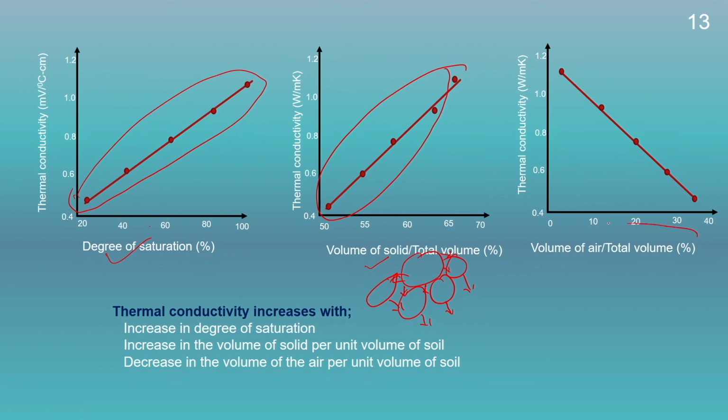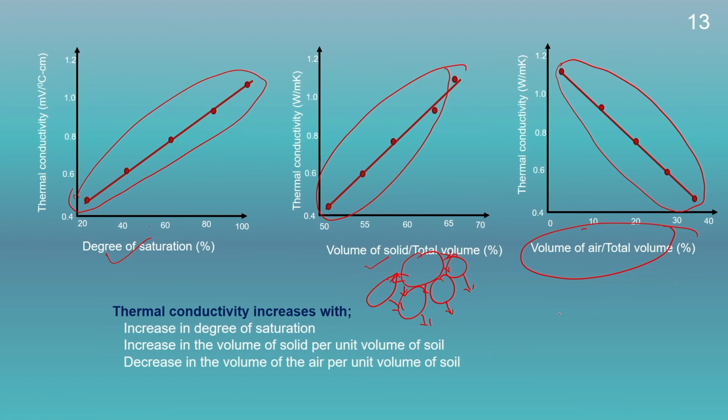And here we could see the relationship between the volume of air to total volume with the thermal conductivity, and as expected, with increase in the volume of the air, the thermal conductivity is decreasing. Since air is a bad conductor of heat, the thermal conductivity is decreasing.